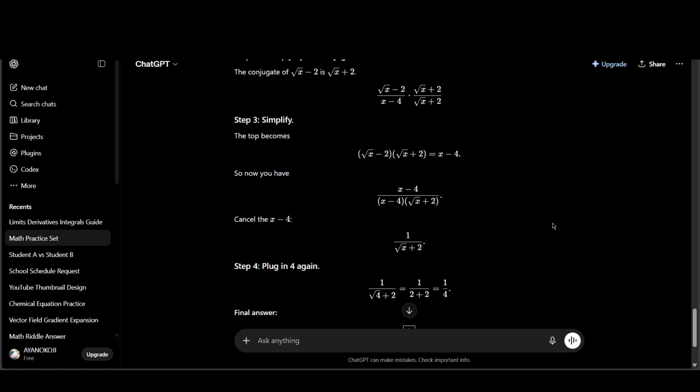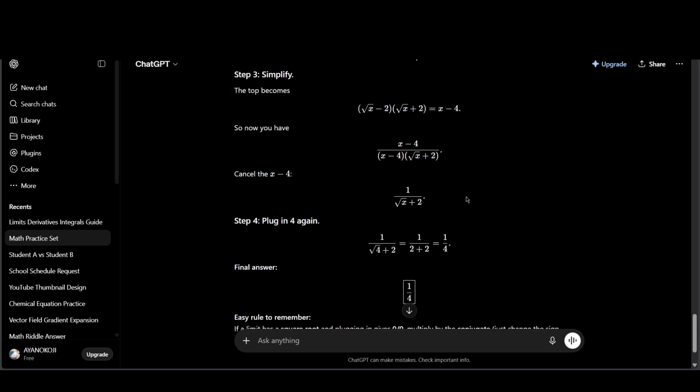It says here the top becomes x minus 2 times x plus 2. You get x minus 4. Okay? So now you have that x minus 4 on the numerator. And then it says to cancel the x minus 4. You're going to cancel both of them. Then the numerator should be 0. Why is it 1? What? Look. Oh my god.